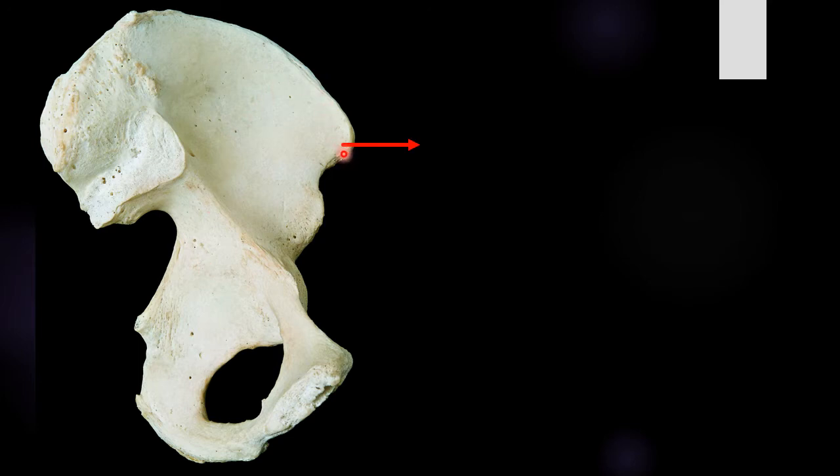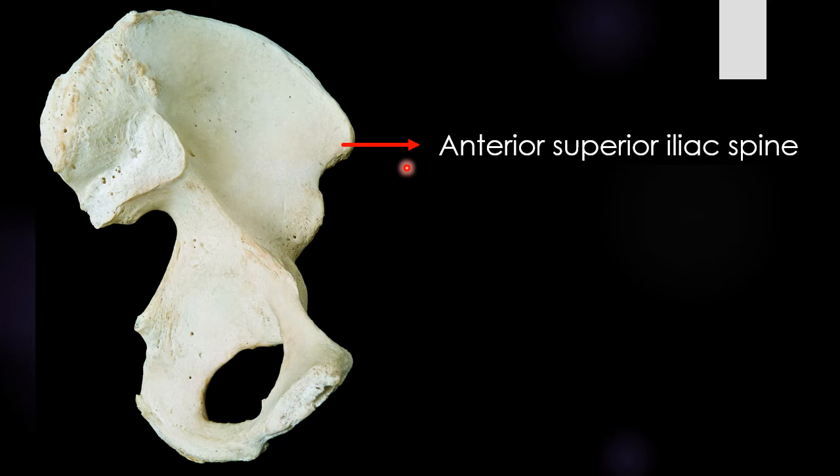Anteriorly we can see the anterior superior iliac spine. The question asked from this anterior superior iliac spine is very tricky. They may ask what muscle arises from this bony part, and what ligament attaches to it. One muscle, one ligament. As you all know, it is the sartorius and the inguinal ligament which arise from this anterior superior iliac spine.